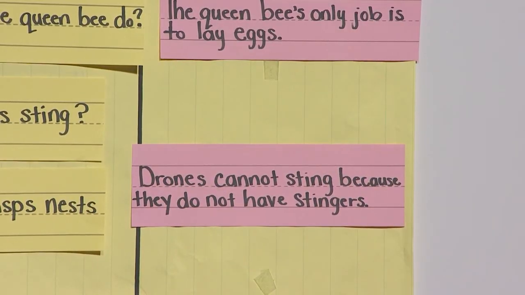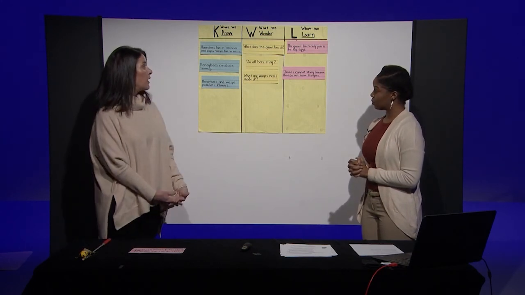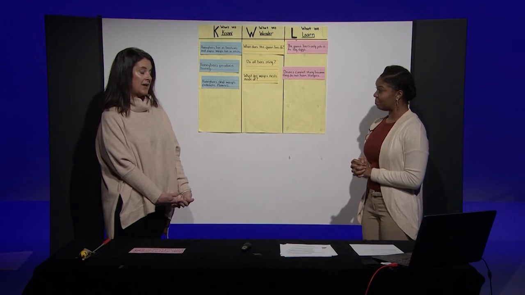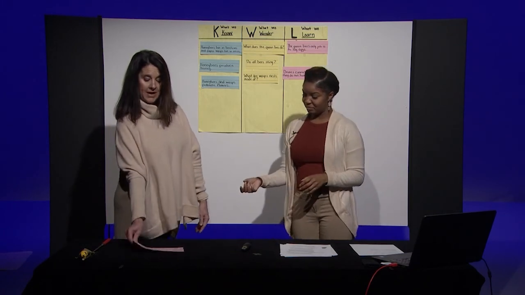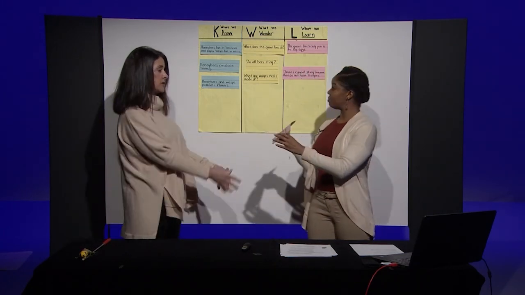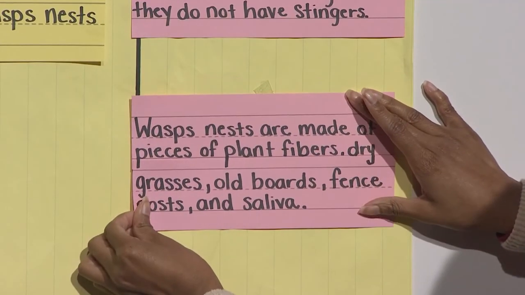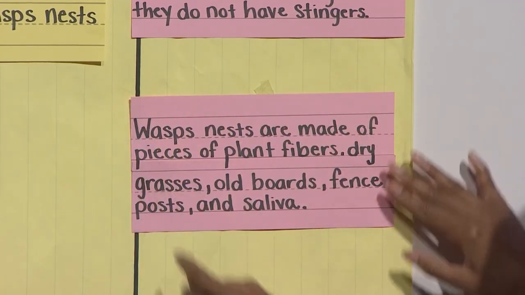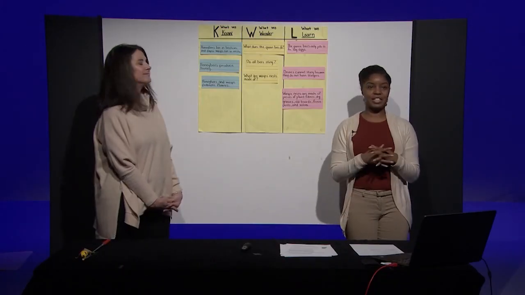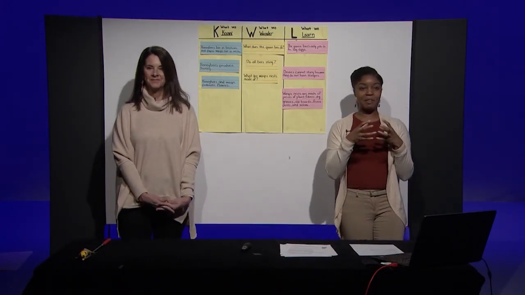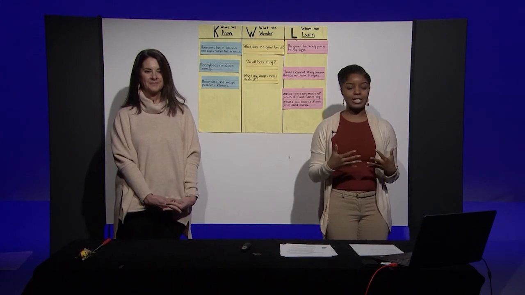All right, the very last thing, what did we learn again, Miss Allison? Well, I asked what wasp nests are made of. And I heard in the read aloud that wasp nests are made of pieces of plant fibers, dry grasses, old boards, fence posts, and something really strange, saliva. Very good. It's made of the wasp saliva. They use their saliva when they are chewing on these things to make it very pasty to make their nest. Very good. So we learned so much about wasps and bees today.